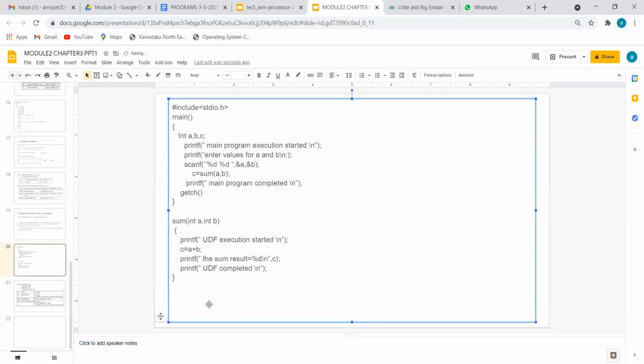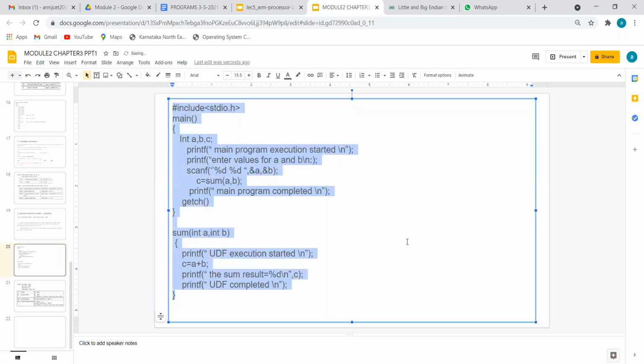Can you see the program now here? Let me take one C program with 3 variables, one printf which will give me "main program has started execution". In the main program only, I will ask the user to enter 2 variables. I will store them in A and B. I don't want to calculate the sum here, so I will call one UDF called SUM, and pass the 2 parameters which I have collected just above, A and B, and C I will assign there.